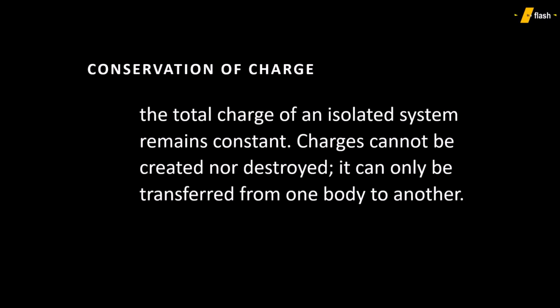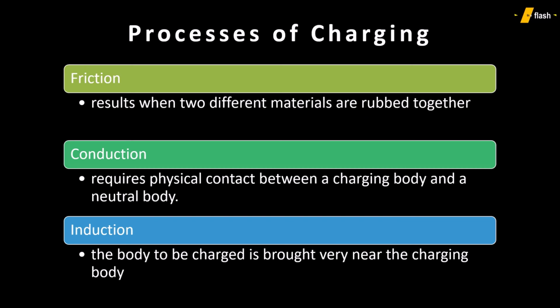Electrostatics always follows the conservation of charge, which states that the total charge of an isolated system remains constant. Charges cannot be created nor destroyed. They can only be transferred from one body to another. In summary, charges can only flow and be transferred by means of charging by friction and charging by conduction, and polarized or separated through charging by induction, which can be neutralized through grounding.